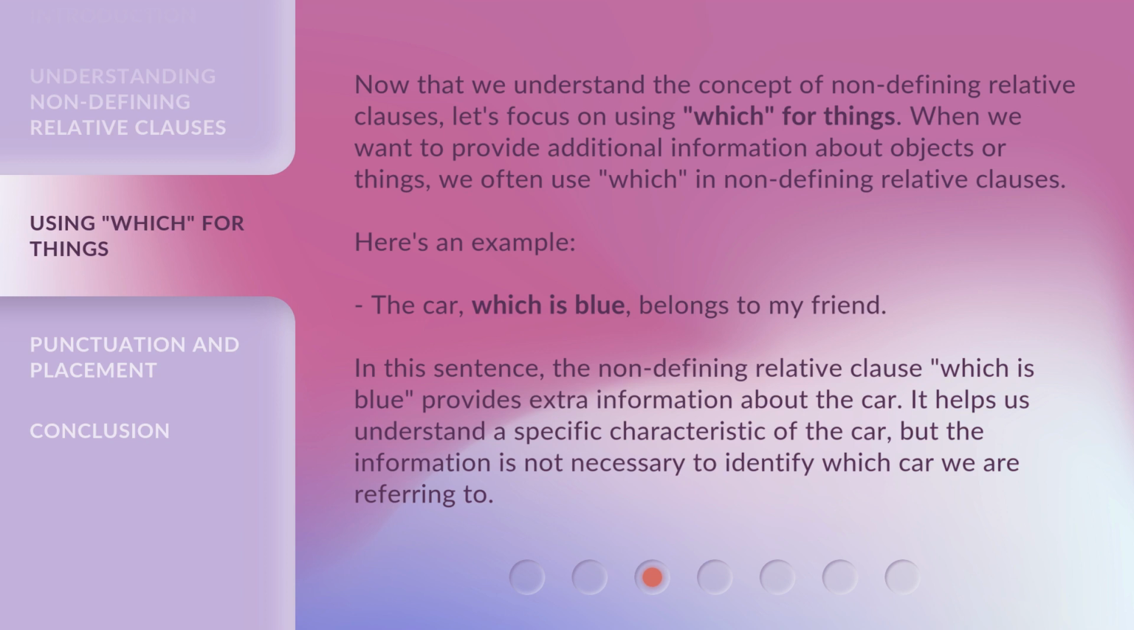In this sentence, the non-defining relative clause, which is blue, provides extra information about the car. It helps us understand a specific characteristic of the car, but the information is not necessary to identify which car we are referring to.